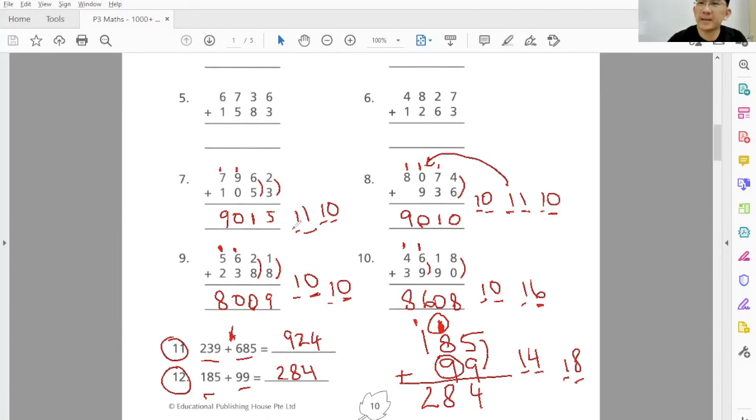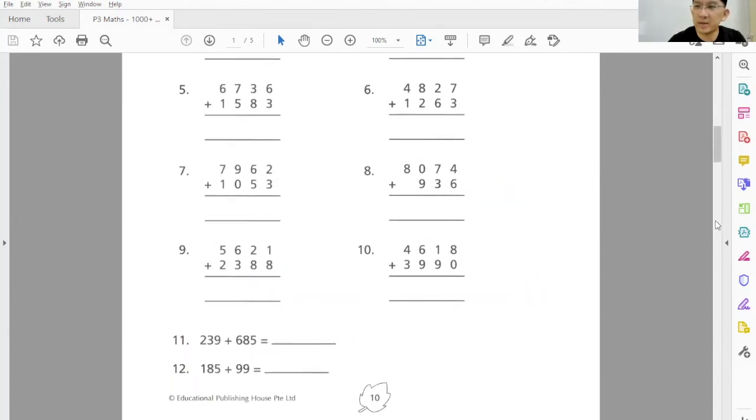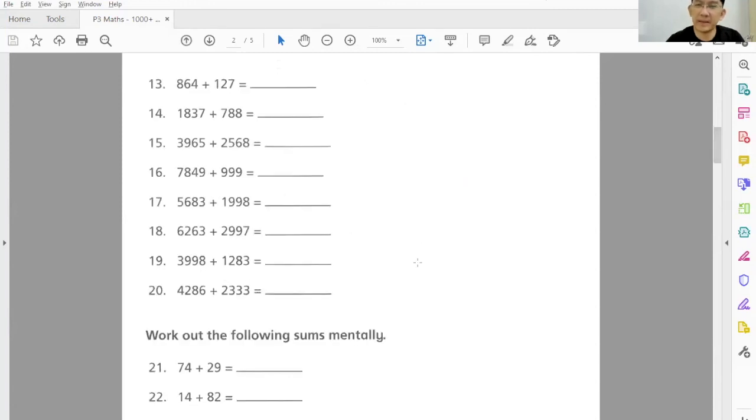Okay. Now let me clear the screen so that we can move on to the next page. Okay. Now we are going to stop at 15 today. There are 3 more numbers and then we'll make a stop. All right, number 13 now. Number 13. So what do we do with number 13?